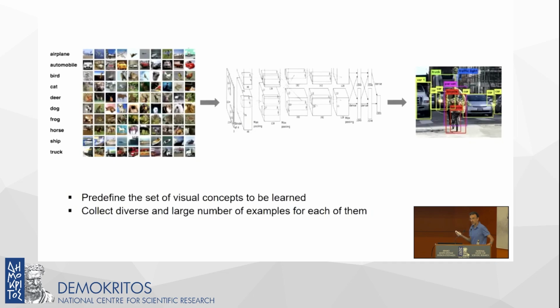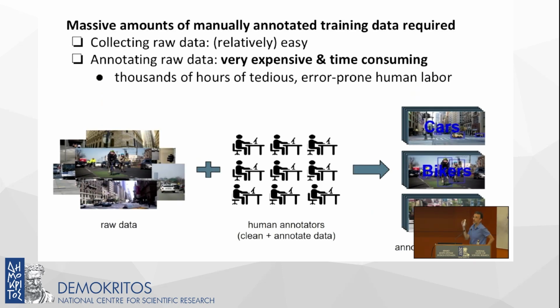Now, this setting, however, has some disadvantages, has some problems. Okay? And the first one has to do with the fact that we need to collect a large number of examples. And actually, it's not the fact that we need to collect the examples. The problem is that we need to annotate them. Okay? And in many cases, this annotation is very, very time-consuming and costly. For instance, even if you have to provide just a single label for a given image, if you have to do this for millions of images, this can be expensive.